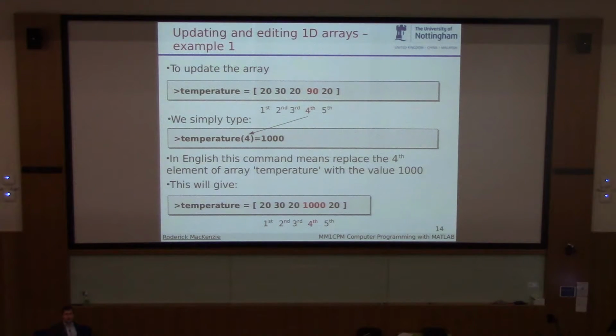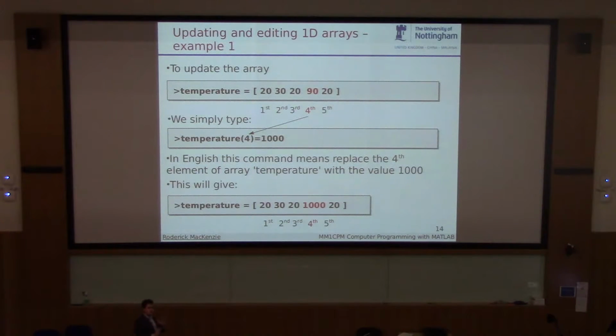Now, if you wanted to change the fourth element of this array, so 1, 2, 3, 4, which is a 90, to 1,000, which is the new temperature data you've got, this is how you do it. You'd go temperature, open round brackets, 4, which is the fourth element in this array, equals 1,000. And the result would be your array temperature would be updated, and it would go temperature equals 20, 30, 20, 1,000, 20. So we've replaced the element in the array.